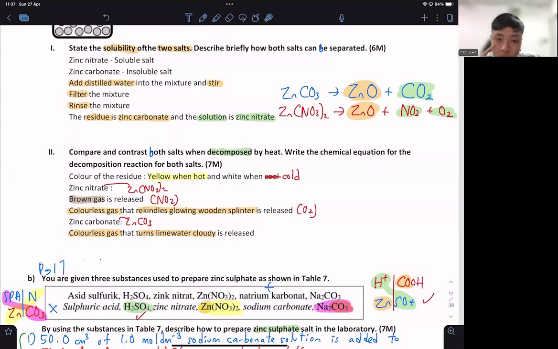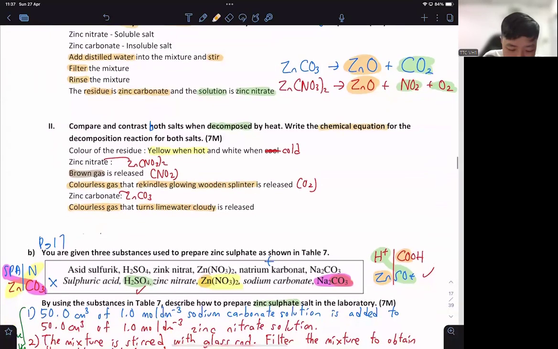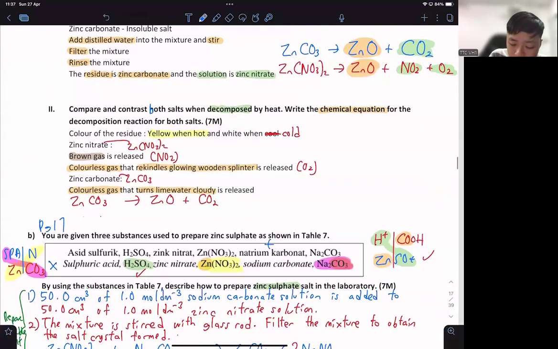So any question? Okay. Then of course, they want you to write the equation. So how? The first one is zinc carbonate. You heat your salt, the carbonate, and you get zinc oxide and CO2. That's already one equation. The other equation, how?